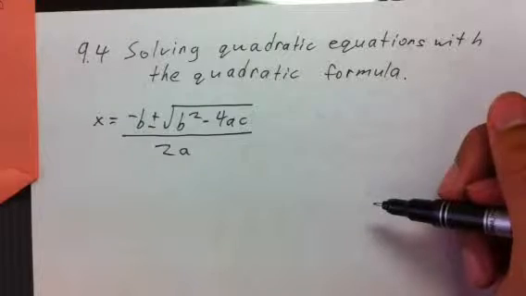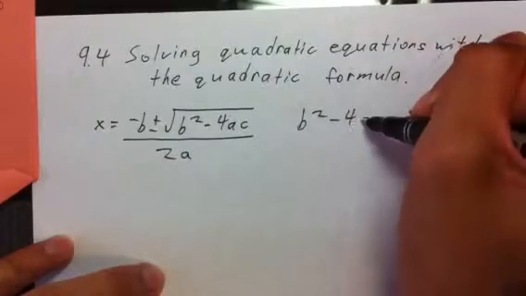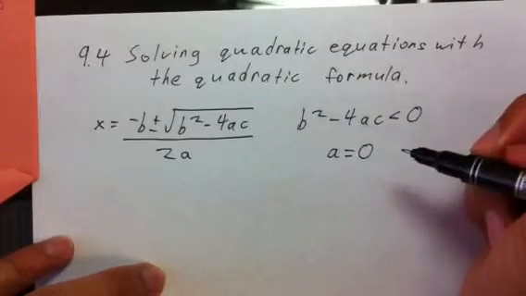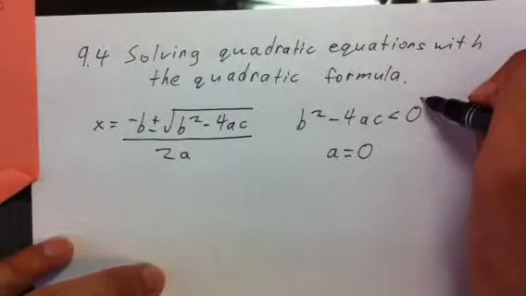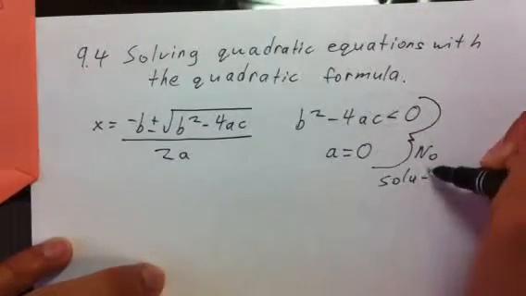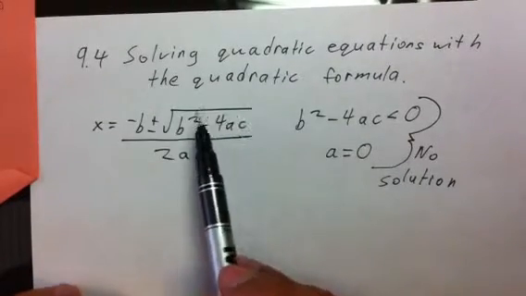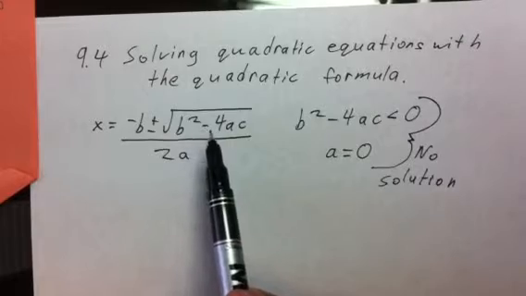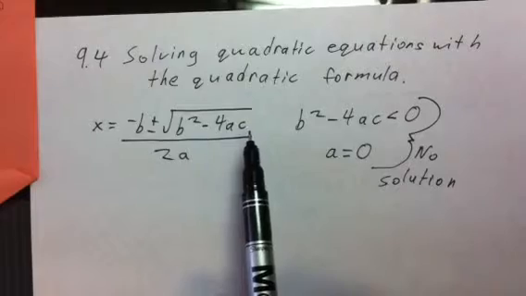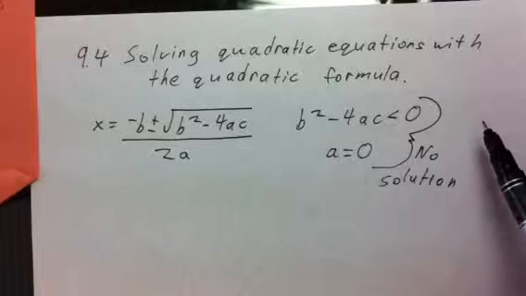There are some things that can tell you if there's no solution to the problem. If b squared minus 4ac is less than 0, or if a is equal to 0, then there's no solution. If b squared minus 4ac is negative, then we're trying to find a square root of a negative, which is not possible. As well, if a is equal to 0, then 2 times 0 is 0, and dividing a number by 0 is not possible, so no solutions.